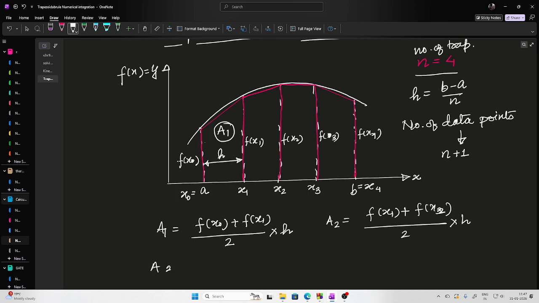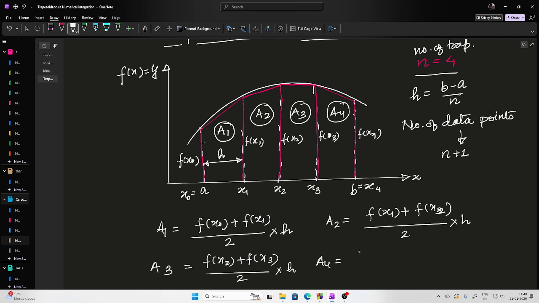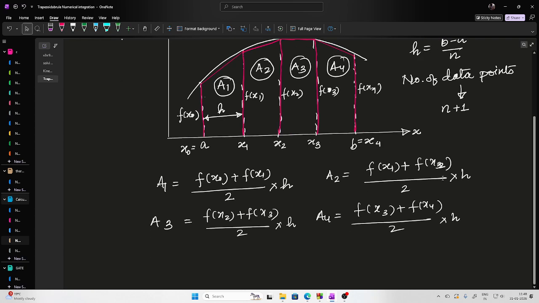Likewise, for the area of the third trapezoid, this is A2, this is A3, and this is A4. We are only having, right now, 4 trapezoids. Okay, so what is A3? A3 will be f(x2) plus f(x3) divided by 2 times h. What is A4? It is f(x3) plus f(x4) divided by 2 times h. Now these are the areas of the individual trapezoids. So what will be the total area?